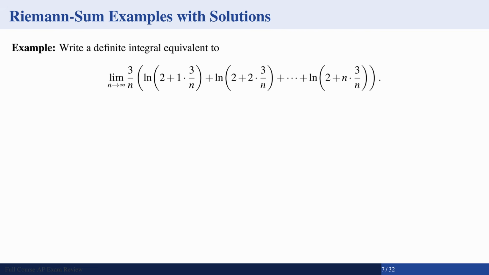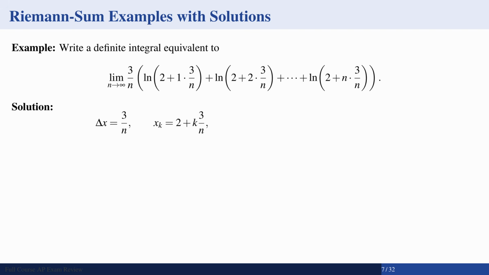I also think that because it's a thing we're plugging into a function, the function is the natural log of x, and I'm plugging in 2 plus k times 3 over n, where k is first 1, and then 2, and then visually n in this case.